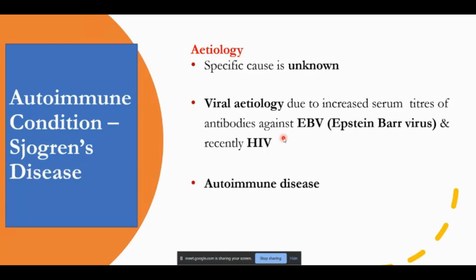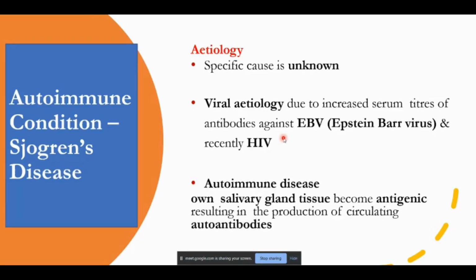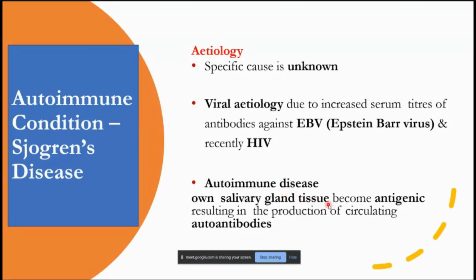But it is essentially an autoimmune disorder. It is not really viral. Probably it is a coincidence that there was an increased titer of these two viruses. The body's own salivary gland tissue becomes antigenic, resulting in the production of circulating autoantibodies against them. That's what leads to the necrosis, or the destruction, of the salivary gland acini.